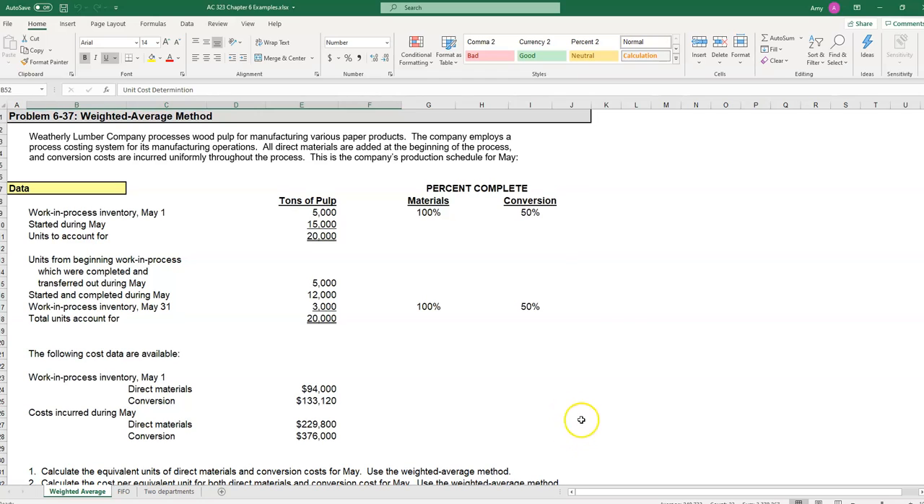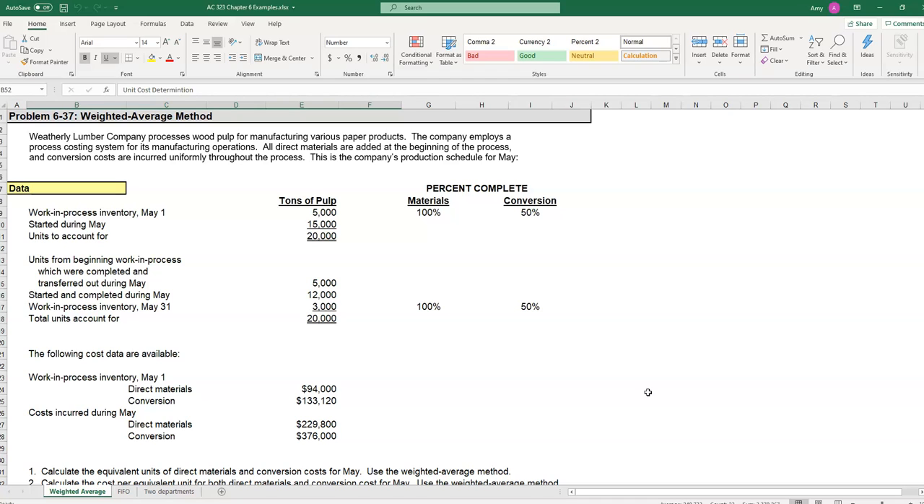In Chapter 6, we look at process costing. Process costing is when we make thousands of products over a series of processes. So unlike job costing, which we can trace costs to individual jobs, individual products, or individual customers, in process costing, we spread the cost across processes.